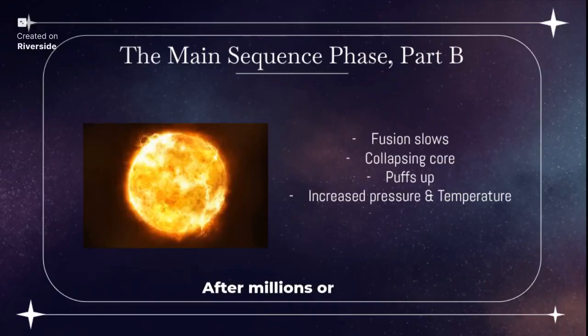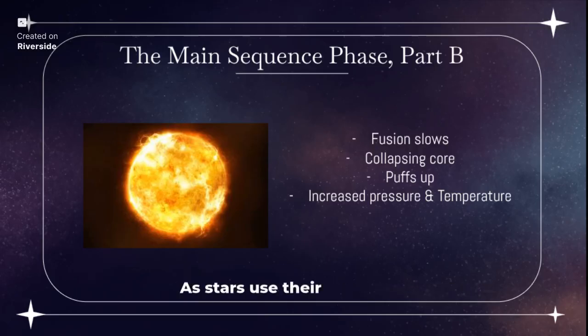After millions or billions of years, though, stars can't fuse hydrogen forever. As the fuel gets used up, the fusion slows. The star starts to lose the battle to gravity, and the core begins to collapse, puffing up like a pufferfish. Now we're at the beginning of the end, the death.